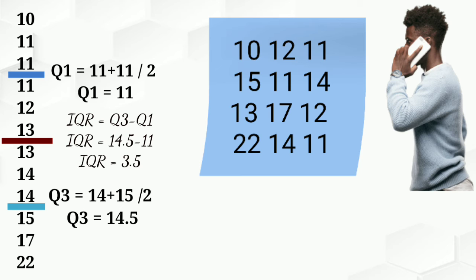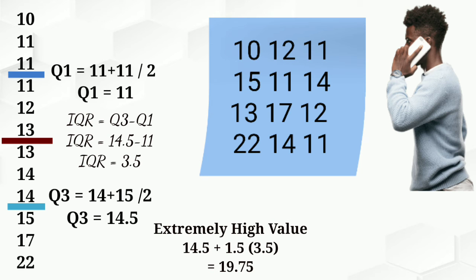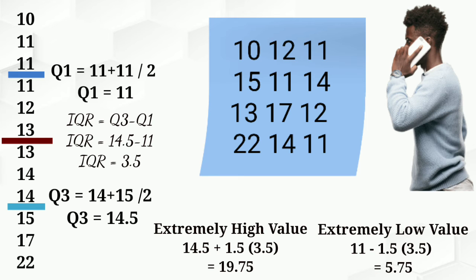To look for an extremely high value, it must be larger than Q3 plus 1.5 times the IQR. So 14.5 plus 1.5 multiplied by 3.5 is equal to 19.75. Then the low value, which is 11 minus 1.5 multiplied by 3.5, is equal to 5.75. So we have 19.75 and 5.75. If I have data points that are larger than 19.75, they are outliers. And if I have data points smaller than 5.75, those are also outliers.